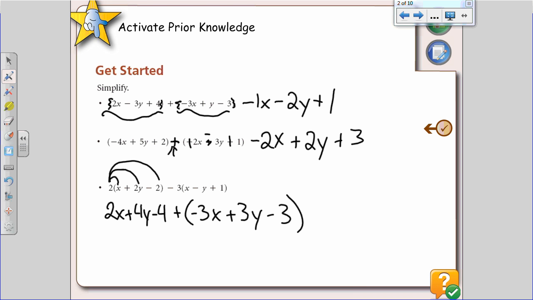Okay, combine all your like terms. 2x minus 3x is negative x. 4y plus 3y is plus 7y. And negative 4 minus 3 is negative 7. That should be quick. That should be automatic. That should be reviewed.